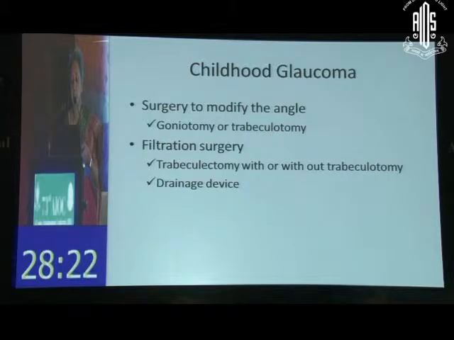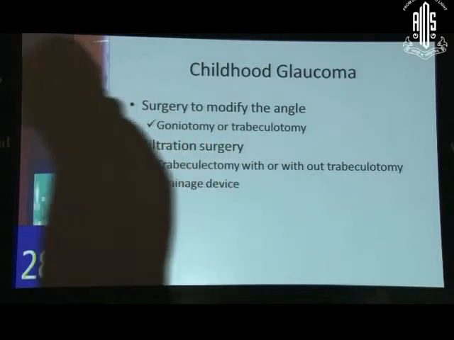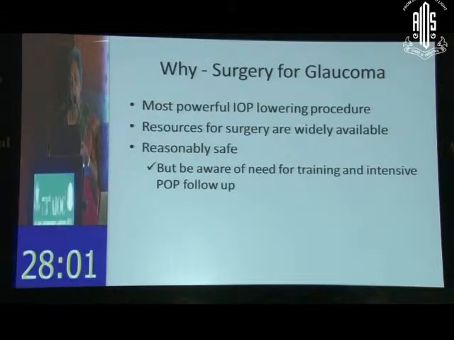If you look at the childhood glaucomas, they are mainly because of angle dysgenesis. Angle surgery, either goniotomy or trabeculotomy, is the answer for it. When these don't work well, then we consider filtration surgery, that is trabeculectomy with trabeculotomy, or the drainage devices. So why do we do surgery for glaucoma?